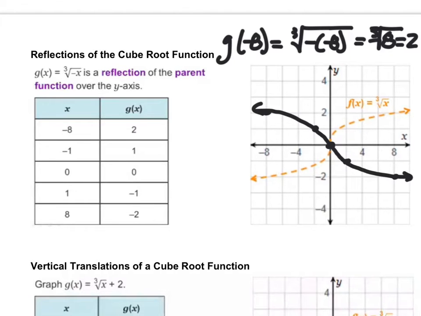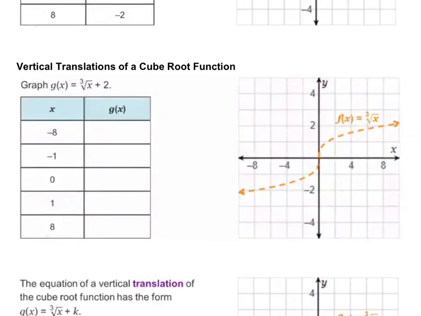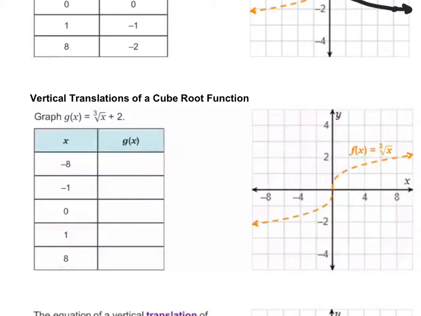Now the next thing that we have is a vertical translation. Okay? And this is the number that goes on the outside. If we talk about our parent function, if I plugged in -8, we get a y value of -2. But what I want to do here is add 2 to each of these, so I'm going to move this up. I have these points on the graph, and each of these points is going to get translated 2 units up.